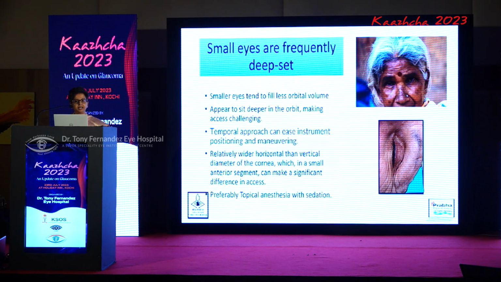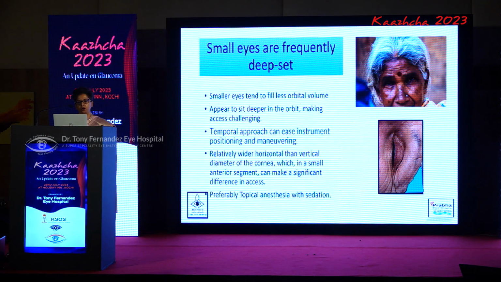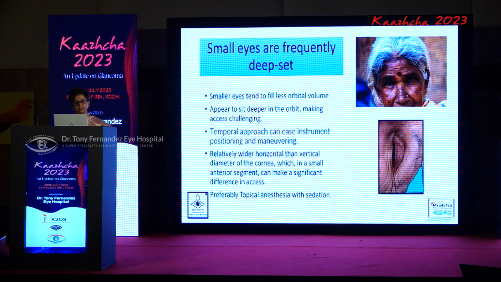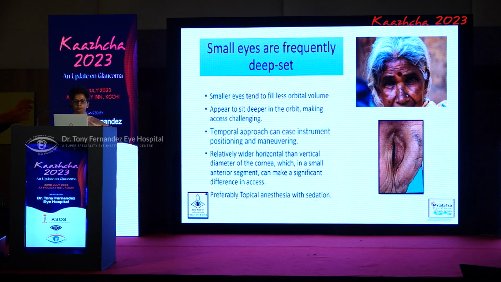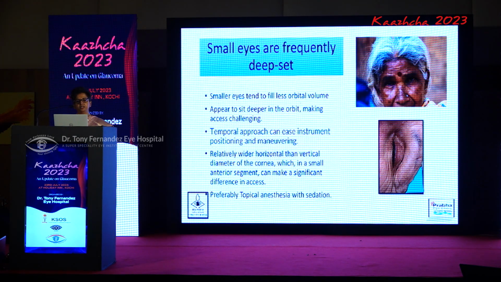Second, these eyes are frequently deep set. Smaller eyes tend to fit less orbital volume. They sit deeper in the orbit and make access challenging. So temporal approach can be advantageous. And also remember, the horizontal diameter of the cornea is relatively wider compared to the vertical diameter. And in small anterior segment, this small difference itself can make a difference in the access.